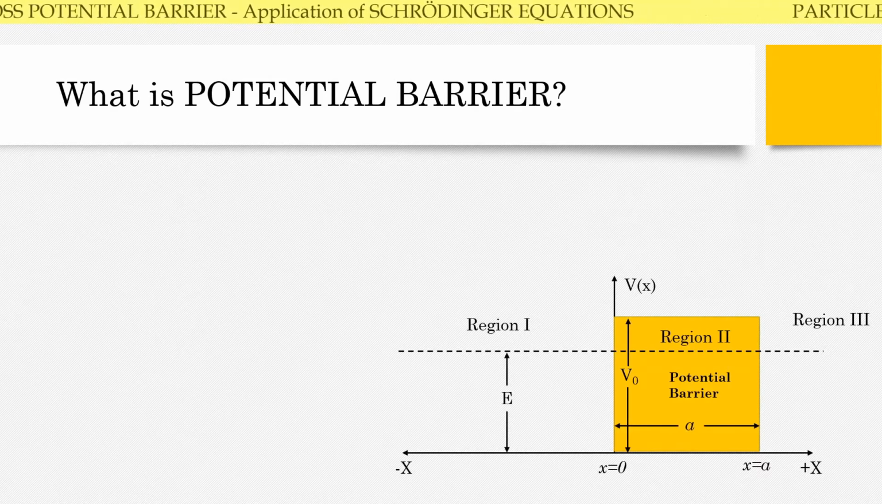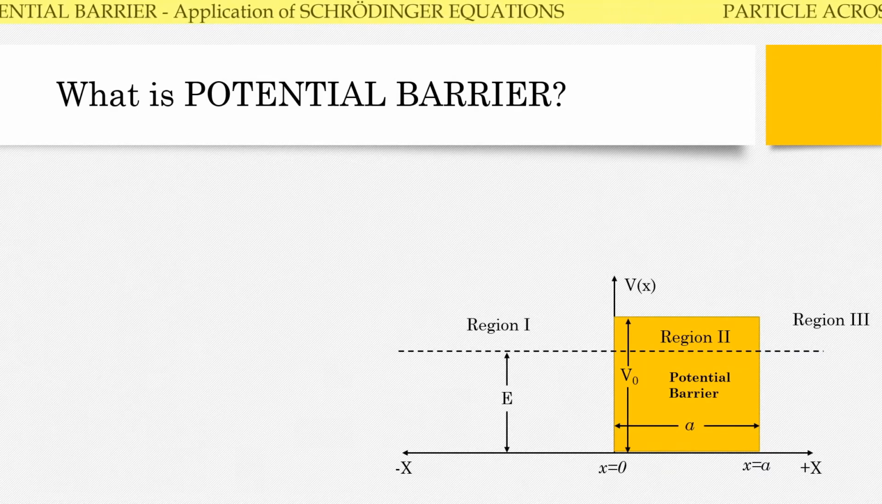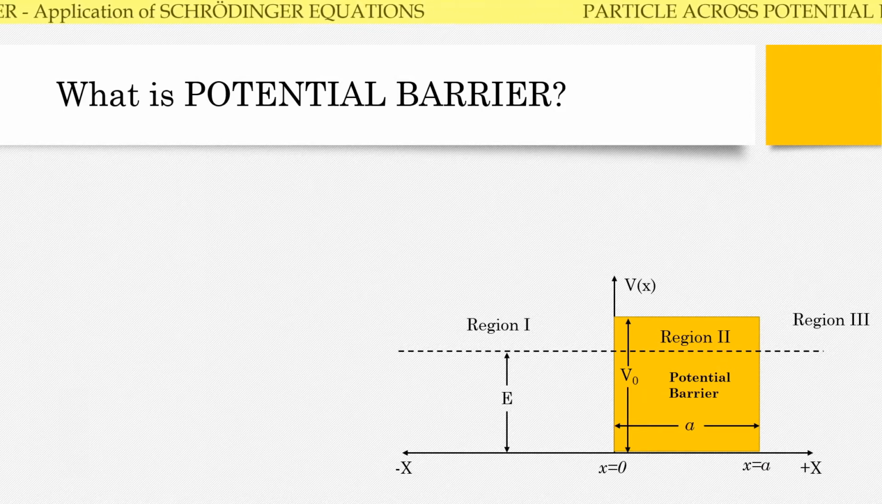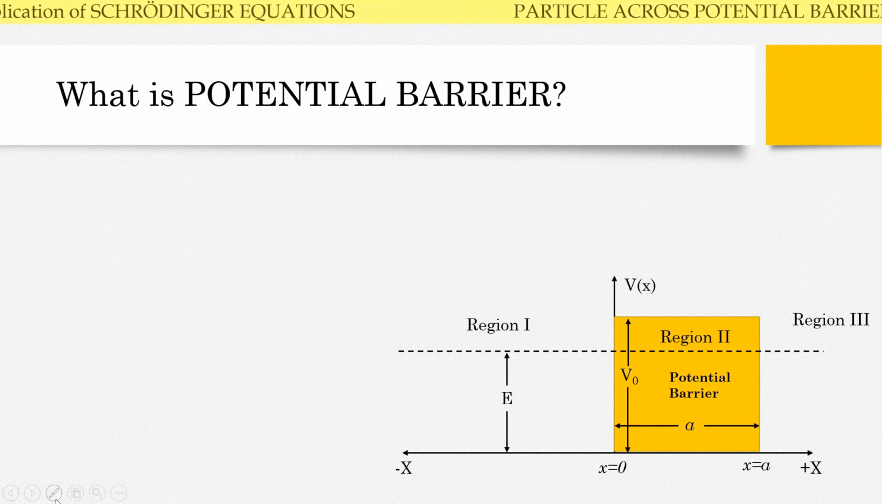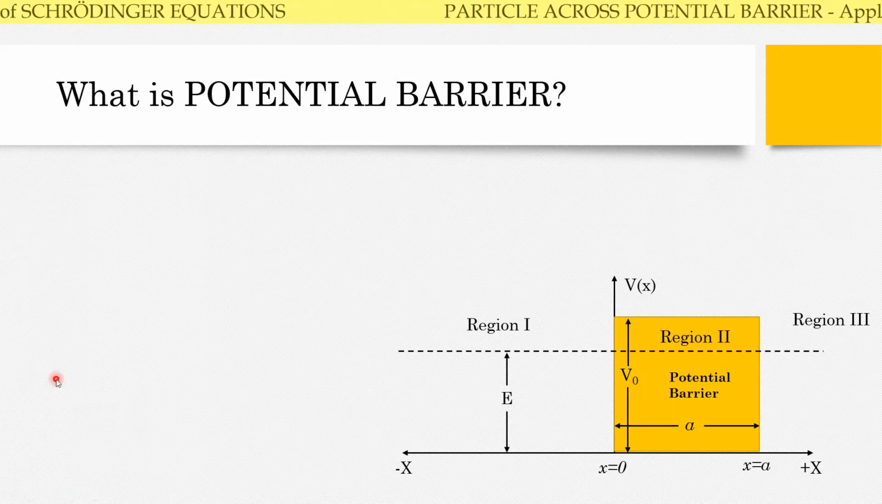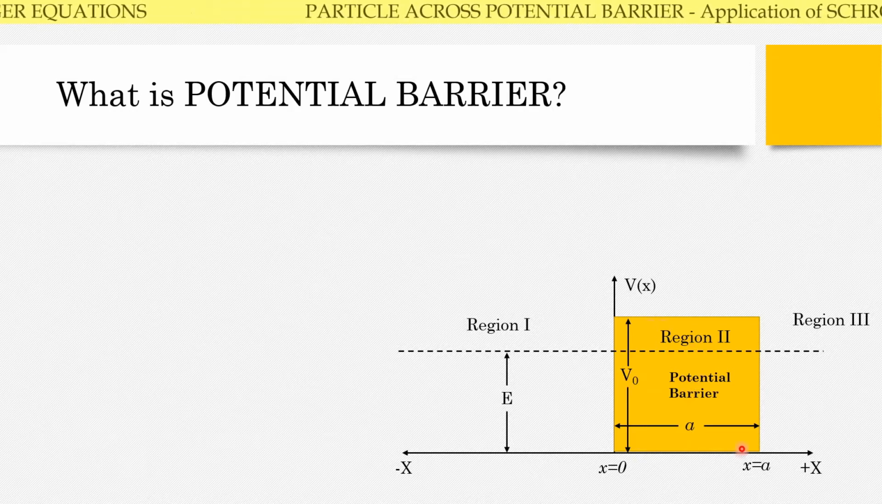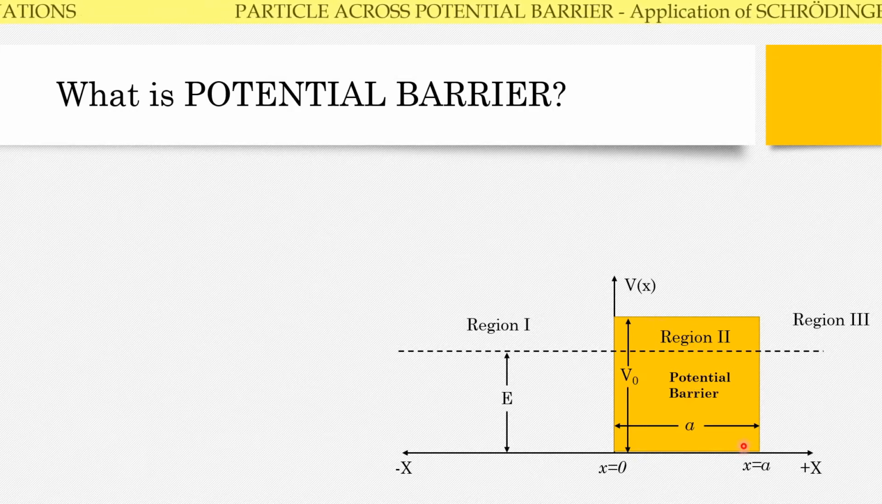Look at the figure. Here, three regions are shown: region 1, region 2, and region 3. Here, region 2 is the region showing the potential barrier region.